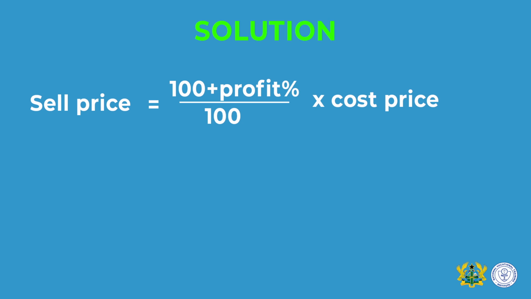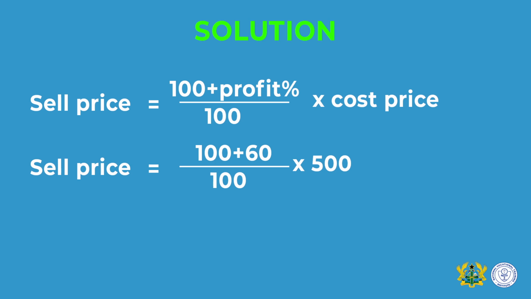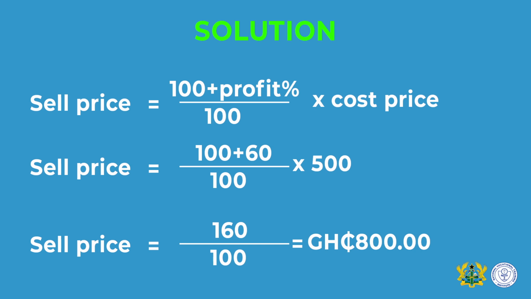Now, as can be seen from the screen, selling price is equal to 100 plus profit percent over 100 times cost price. The profit has already been given, and that is 60%. The cost price has also been given, and that is 500 Ghana cedis for the 50 balls of banku that he wants to produce. By substitution, that will give us 100 plus 60 over 100 times 500, and this will give us 800 Ghana cedis. This is the selling price for the 50 balls of banku.